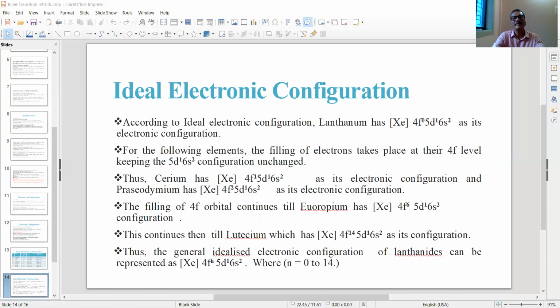Then for the next element, cerium, atomic number 58, the incoming electron goes to the 4f level, keeping the 5d1, 6s2 configuration unchanged. Cerium has 4f1, 5d1, 6s2 as its electron configuration. Praseodymium has 4f2, 5d1, 6s2. This continues up to europium. Electrons enter the 4f orbital sequentially.